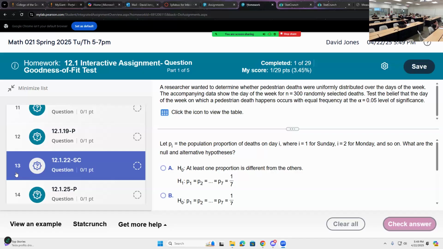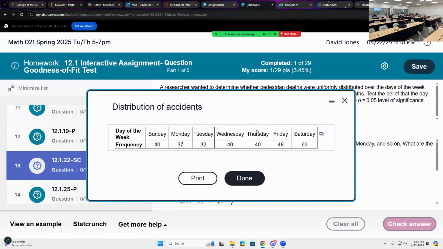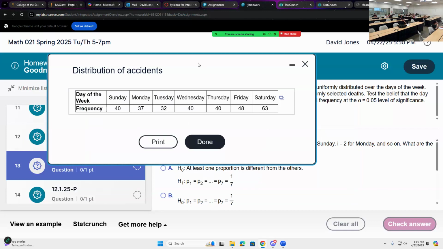And it says a researcher wanted to determine whether pedestrian deaths were uniformly distributed over the days of the week. The accompanying data shows the days of the week for n equals 300 randomly selected deaths. Test the belief that the day of the week on which a pedestrian death happens occurs with equal frequency. And this is the values they have.